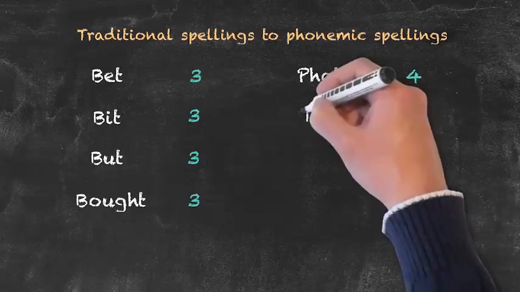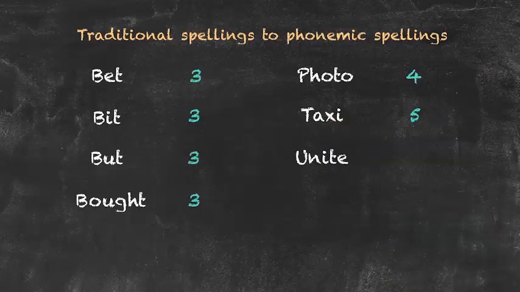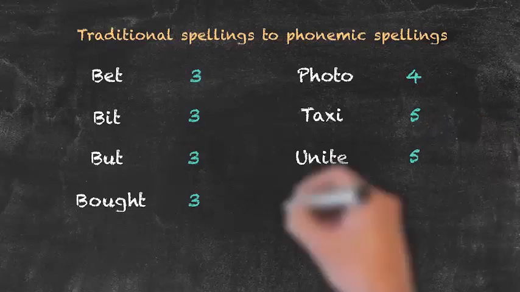Now we have taxi. T, a, k, s, e. That's five phonemes. We have unite, with a hidden phoneme in there being the y sound before anything else. Y, oo, I, t. Those are five phonemes as well. And now we have a longer word, chemistry.